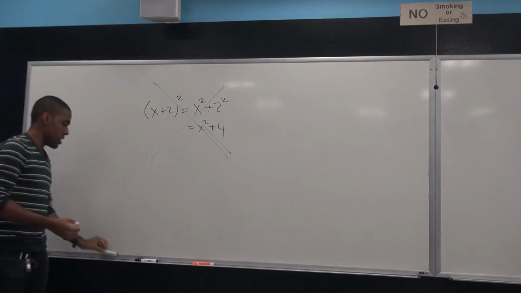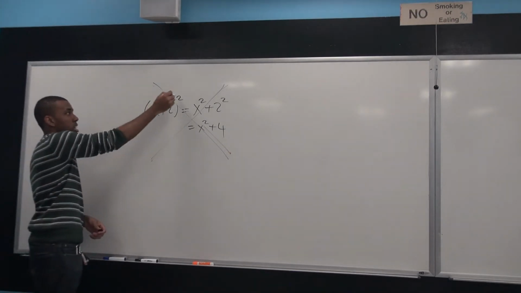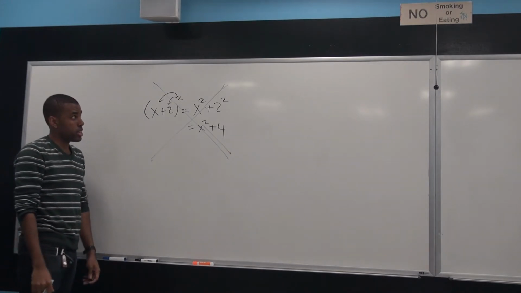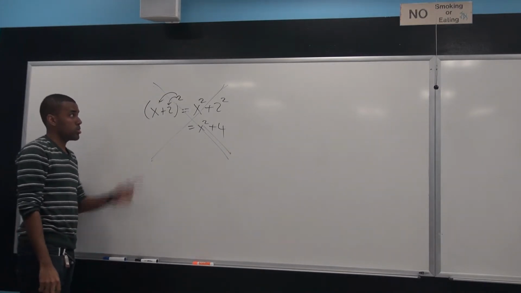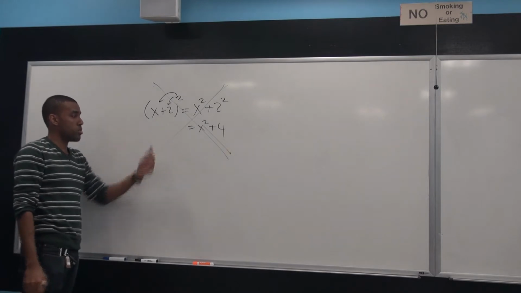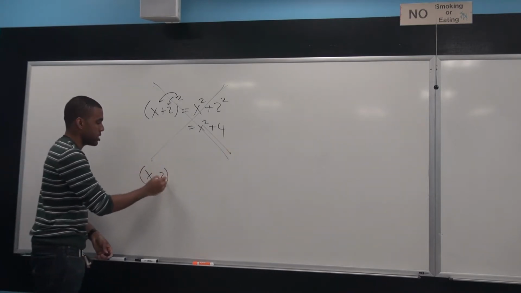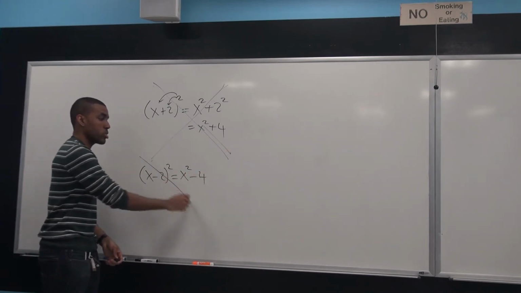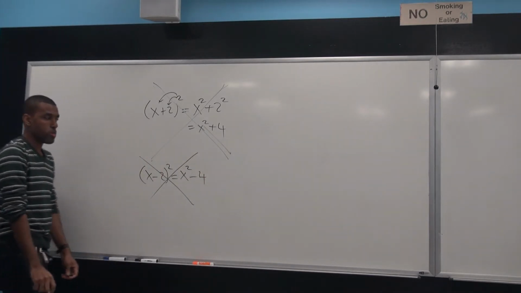You can't do that, right? Because what you're doing here is you decide to distribute this power across a sum. It's a very common mistake. It's something that you should not do. This is illegal. Once there's a plus or a minus sign, so if you had x minus 2 squared, and you did that, that is also wrong, right? So we know we cannot distribute powers across sums.